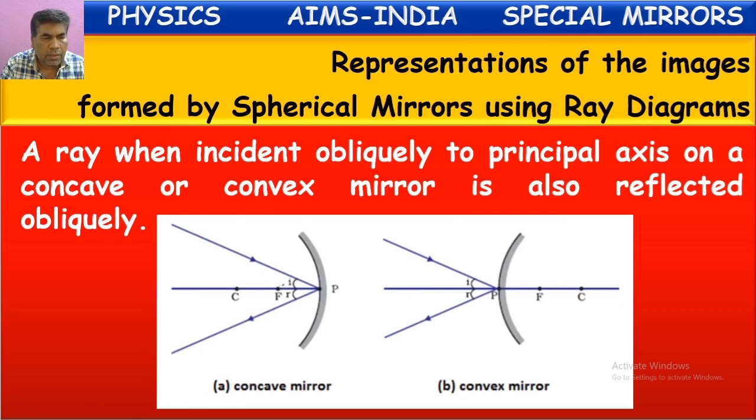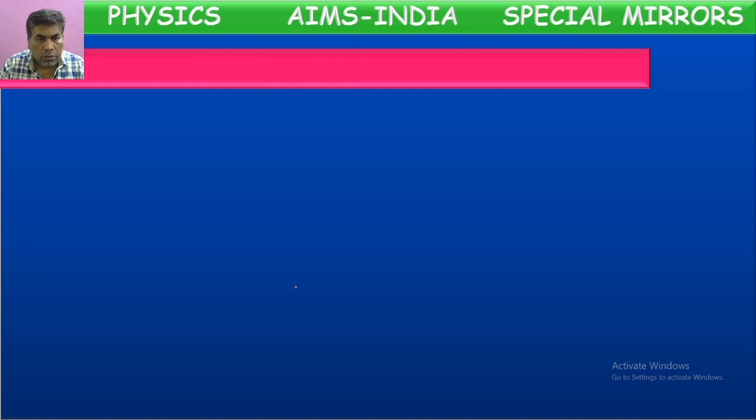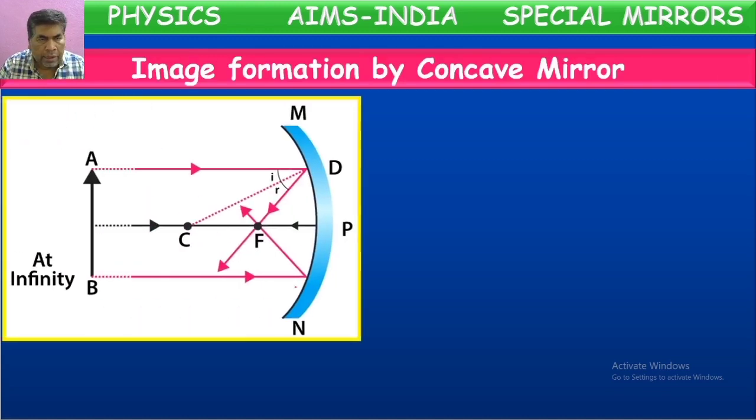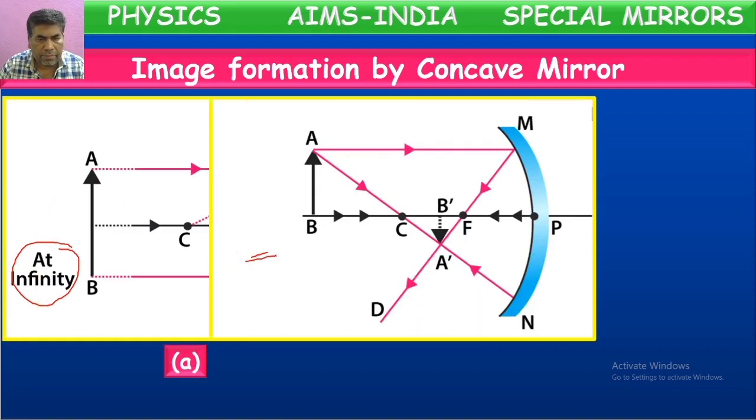Or a ray incident on the mirror obliquely, in a slant direction, will be reflected back with the same angle as per the laws of reflection. This is the third ray. We can make use of any of these rays and construct the ray diagram. Next, we discussed image formation by a concave mirror. First, when the object is at infinity, the image is formed at the focus. That is case A.